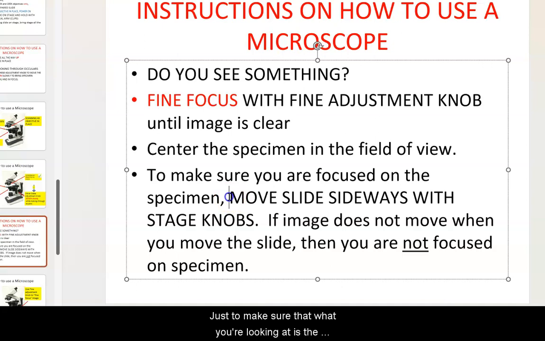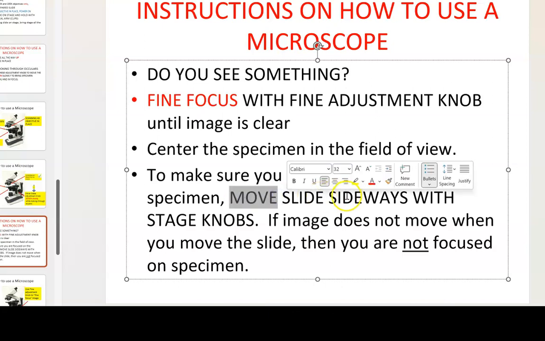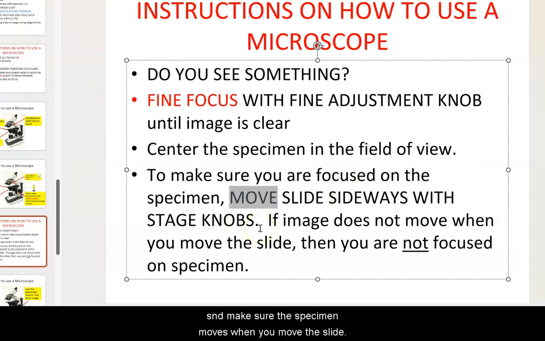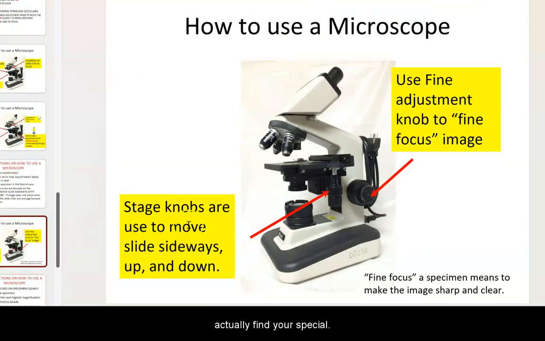Just to make sure that what you're looking at is a specimen on the slide, you need to move the slide and make sure the specimen moves when you move the slide. If the specimen doesn't move when you move the slide, that means you're not focused on the slide, and that is not the specimen you're looking at. So you need to go back and bring the stage down a little bit further to actually find your specimen.